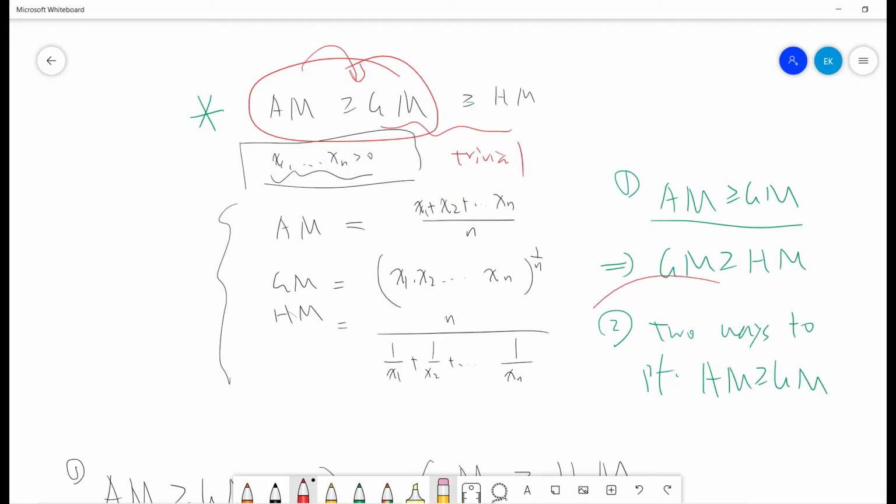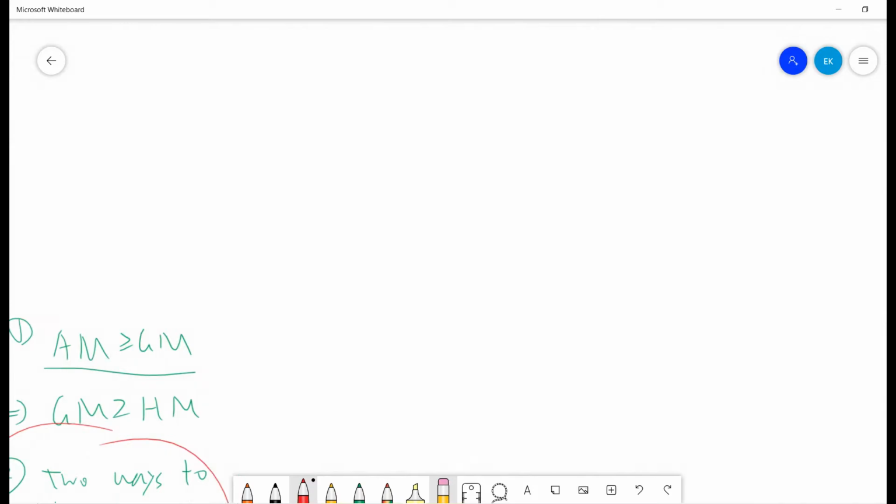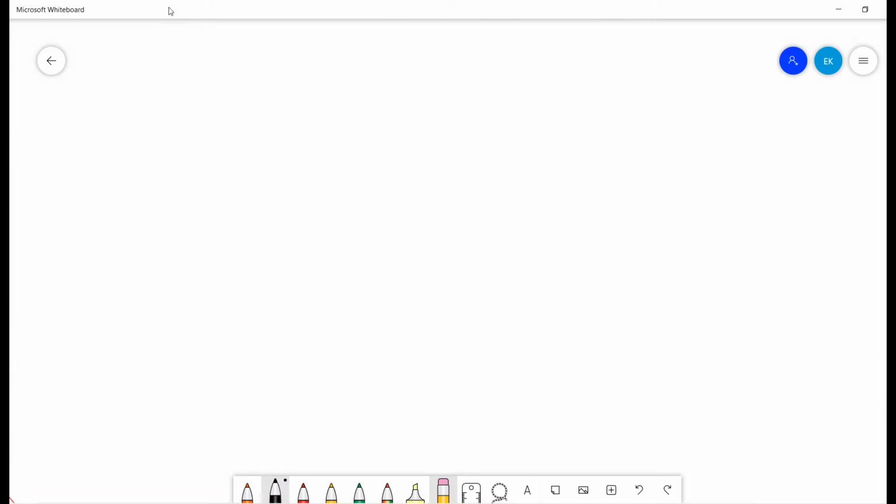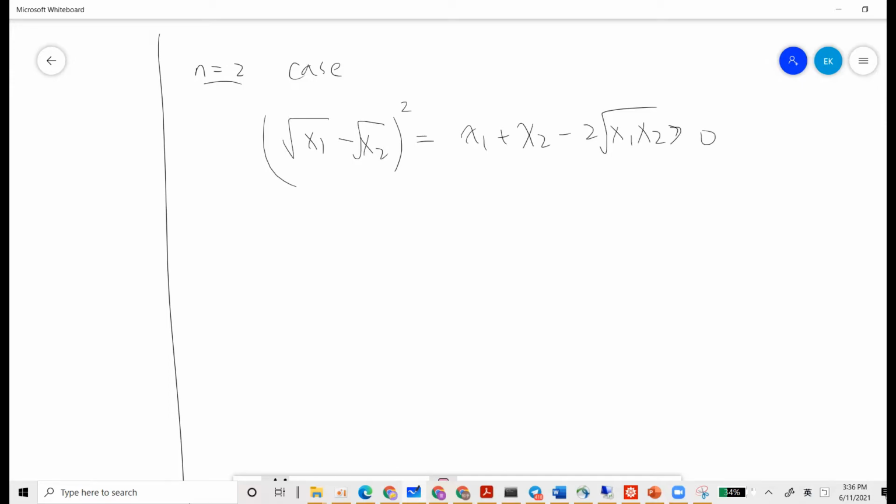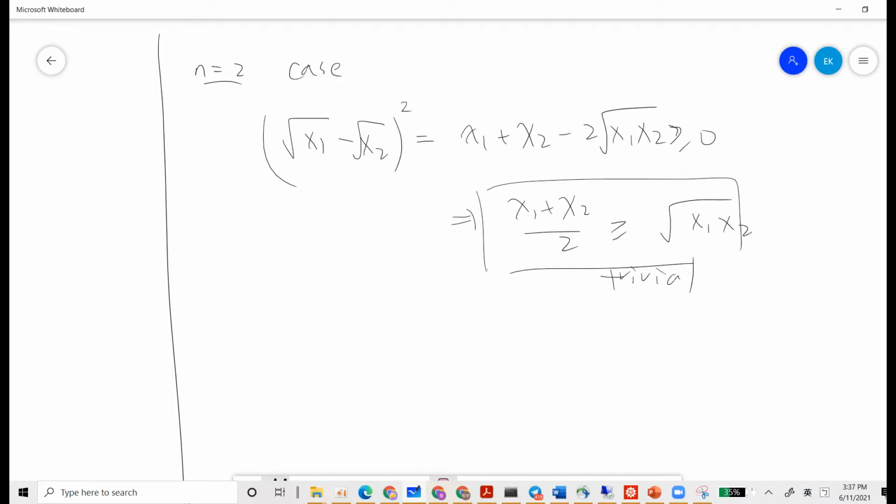The next step is to prove that the arithmetic mean is greater than or equal to the geometric mean. There are various ways, but what I want to prove at the beginning is the case n equals 2^k. When you have only 2, you can take the square root of x1 minus the square root of x2, and square it. Then it's x1 plus x2 minus 2 times the square root of x1 x2, which is greater than or equal to 0, because the left-hand side is greater than or equal to 0. So you get (x1 plus x2) divided by 2 greater than or equal to the square root of x1 x2. This is trivial.